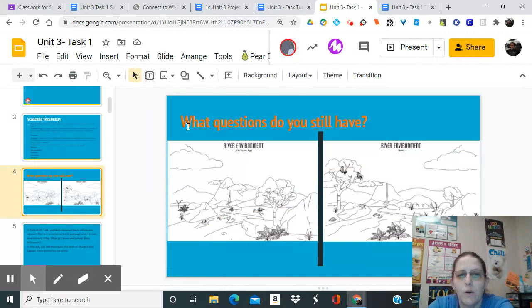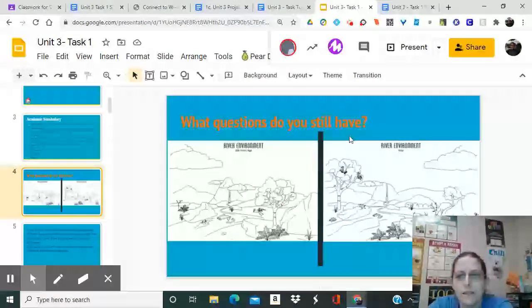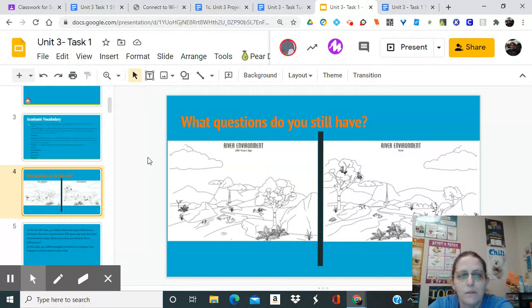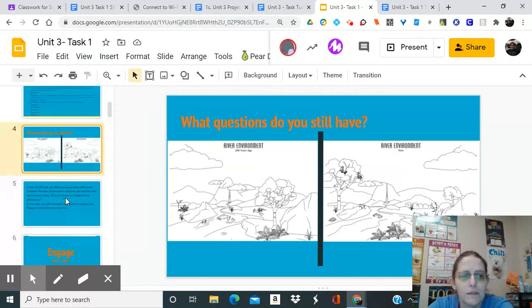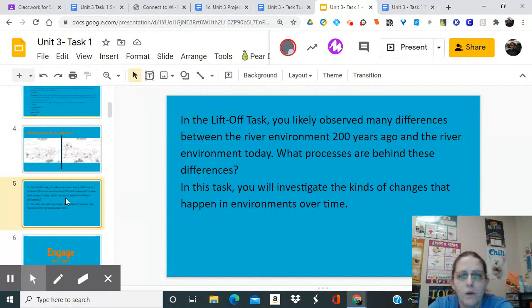We are going to start out with the Liftoff task. Hopefully you guys are good with the questions that we made. We made some really good questions on the differences between these two environments. So we observed many changes between 200 years ago and the river environment today. So we're going to move into the processes behind those differences.